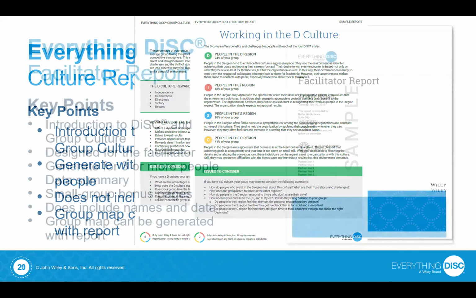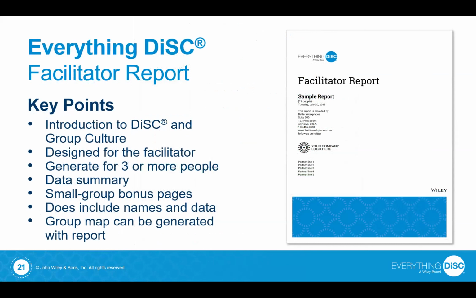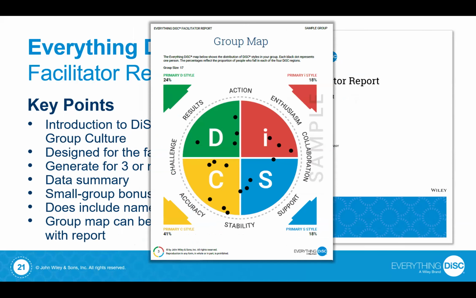Okay, the facilitator report. This is something that anytime we're running a session for a group of people, we run this report. It gives us the same map in terms of where people are. It also gives us the same group culture report information with 2 pages for each of the 4 styles, so you can do the same exercises around culture with the group.